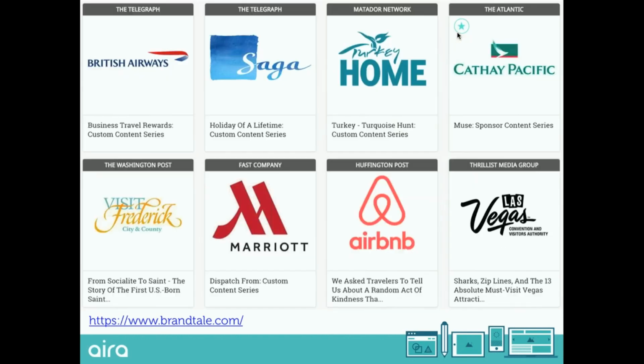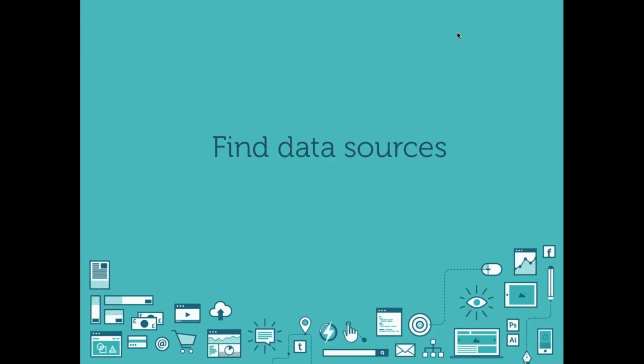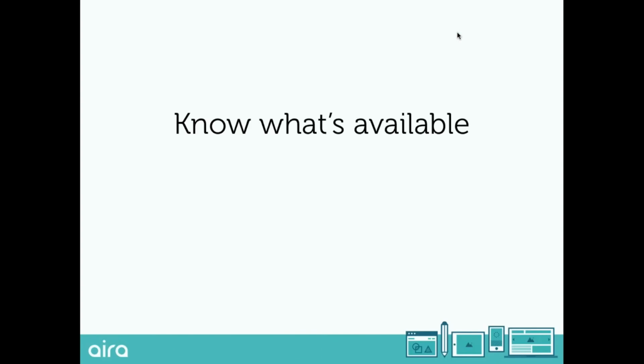The second step in the process is to find the data sources. There's a few ways you can do this, but the key really is just to know what is available to you, know what's out there, and know what you can use. Now, don't overthink this. It's easy to do. I've done it before. In this case, all I've searched for is travel industry data.